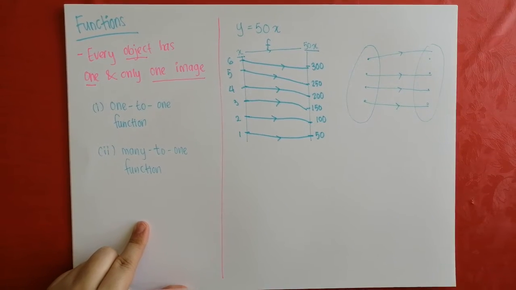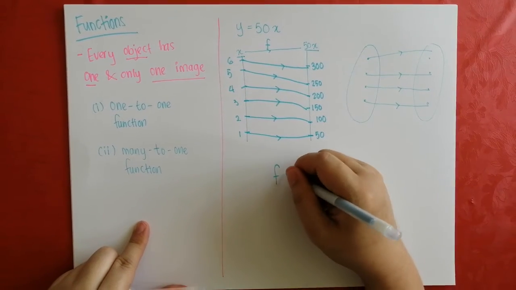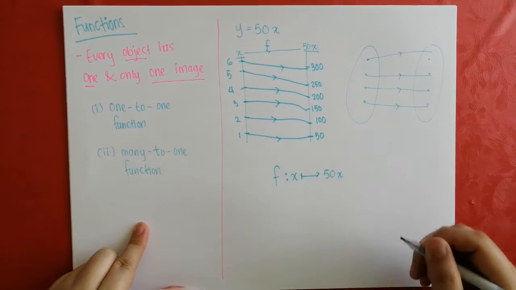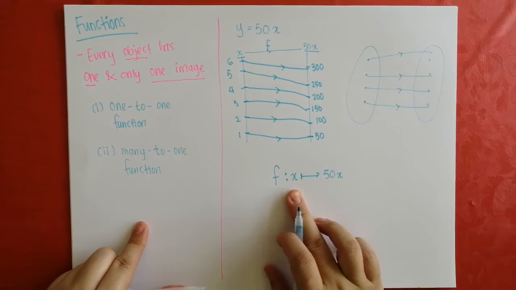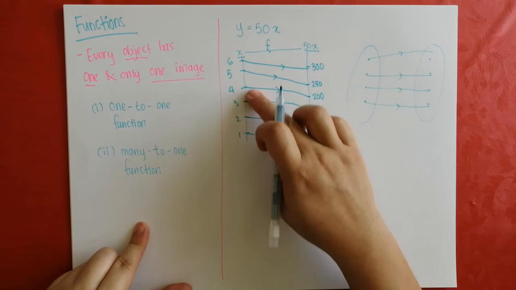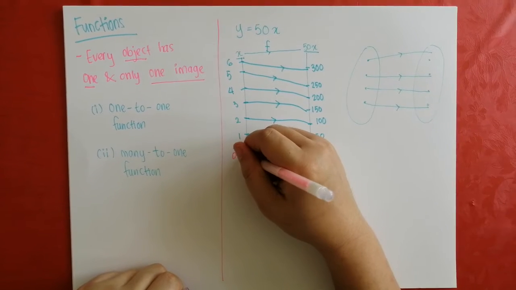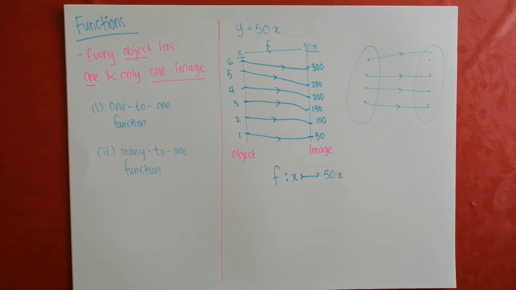Next, if you move on to your notes, the second page, we can write this function y equals 50x as f(x) is represented by 50x. You read this as f maps x onto 50x. So all these, we call this the object and we call this the image.